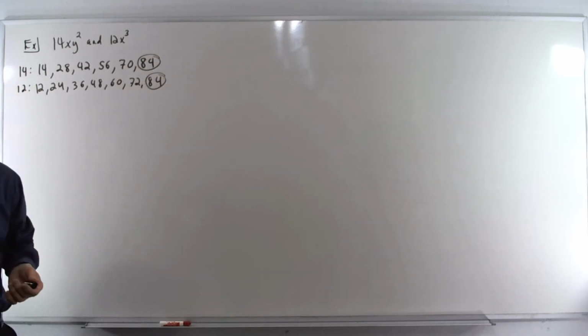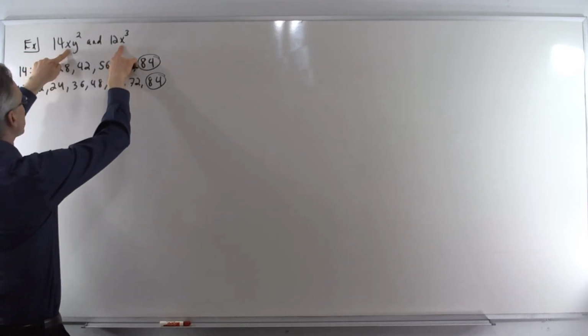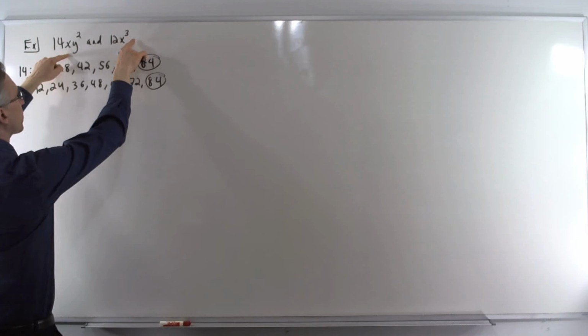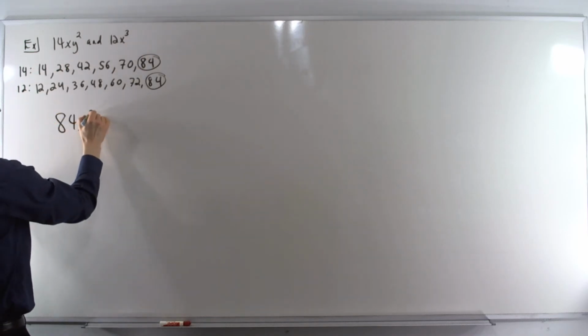Now we're going to take things one base at a time. We're going to look at the x's first. The larger of the two exponents here, we got a 1 here and a 3, so 3 is the larger exponent. So we'll have x to the 3rd power.